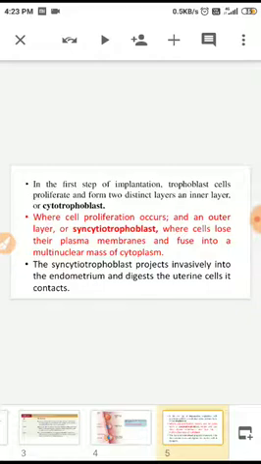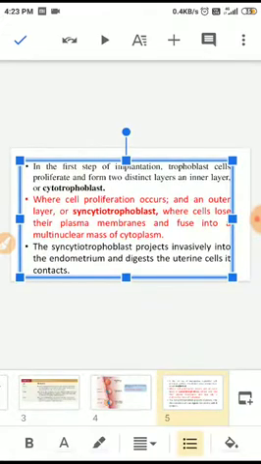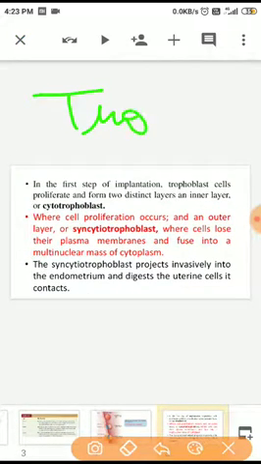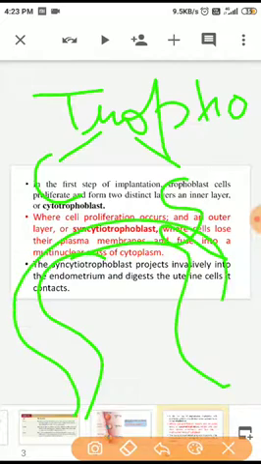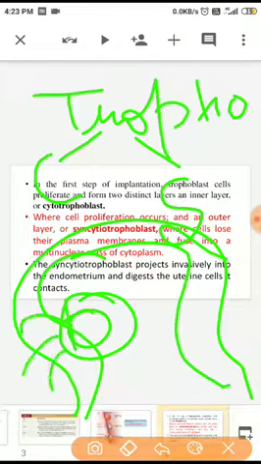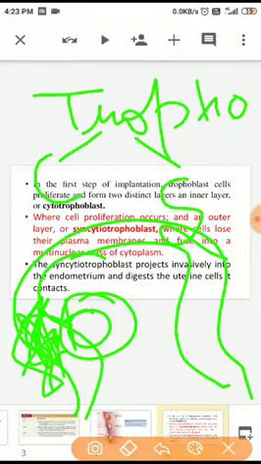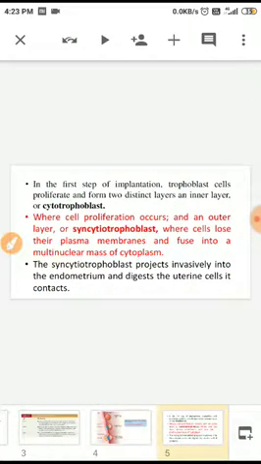So what happens? When implantation occurs, the trophoblast breaks down into two layers. First is the cytotrophoblast, the inner layer, and the outer layer is the syncytiotrophoblast. You can see here the uterus where implantation occurs. The trophoblast layer forms these two layers. The syncytiotrophoblast projects invasively into the endometrium of the mother's uterus and digests the uterine cells as it is in contact.